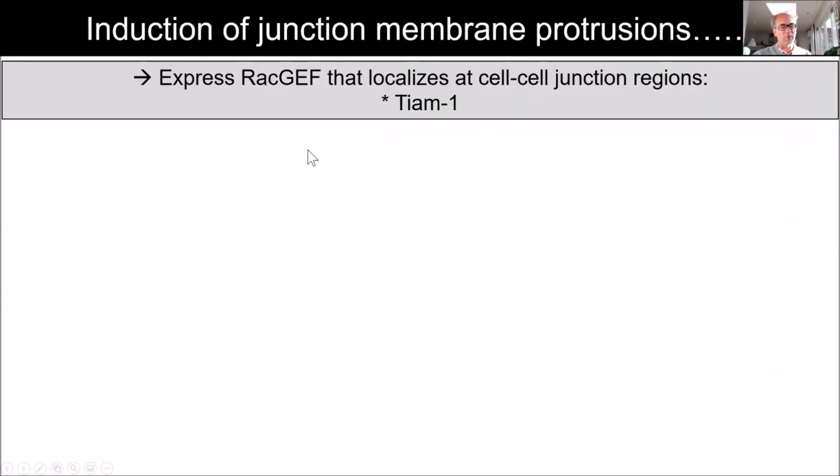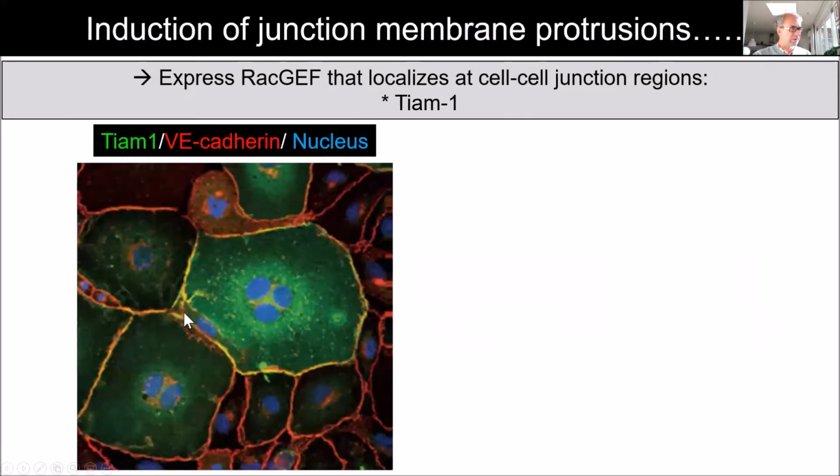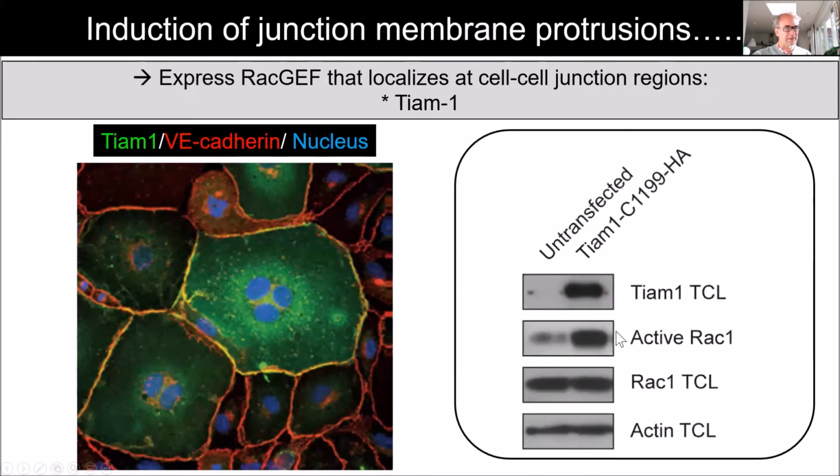We wanted to not only over-activate Rac1, but we also want to use endogenous Rac1 by activating one of the proteins that is actually responsible for Rac activation. So we started overexpressing an exchange factor that we know specifically localized at cell site junction. And we did so for TM1. So TM1, as you can see here in yellow, specifically localizes at endothelial junctions at these regions. And indeed, it activates endogenous Rac1, as you can see here, with a classical Western blotting pull down.